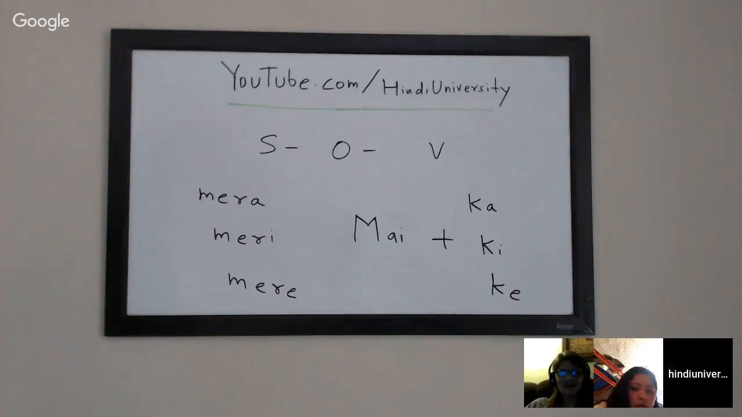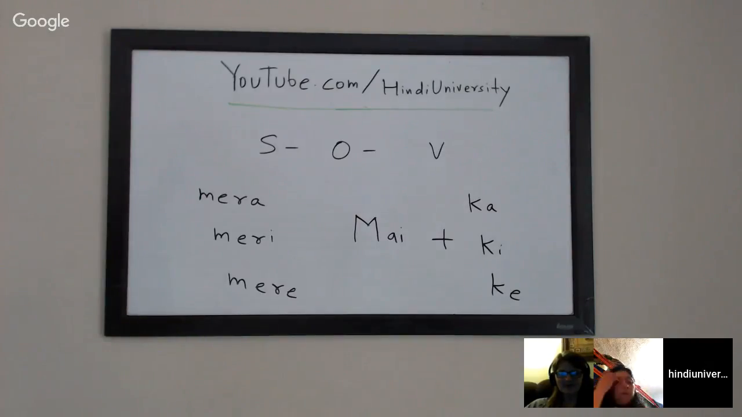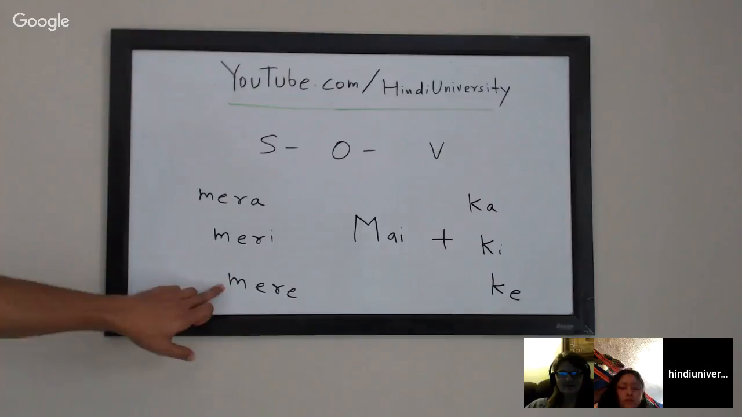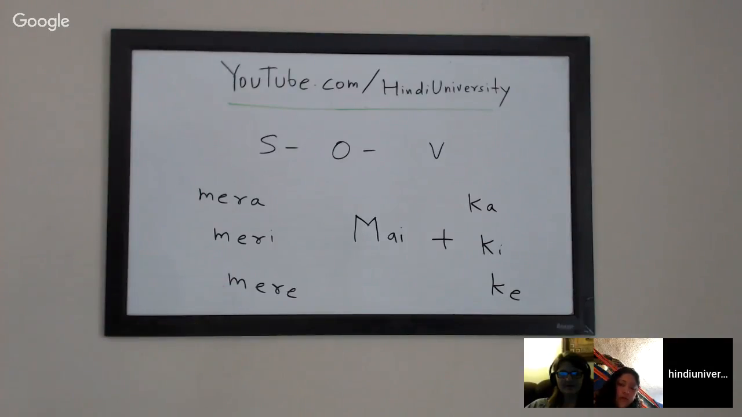We'll differentiate about when to use ka, ki, and ke, but I just want to give you a high level summary before we dig deeper. So with mere, you can say mere parents, my parents, or mere kapde, my clothes.